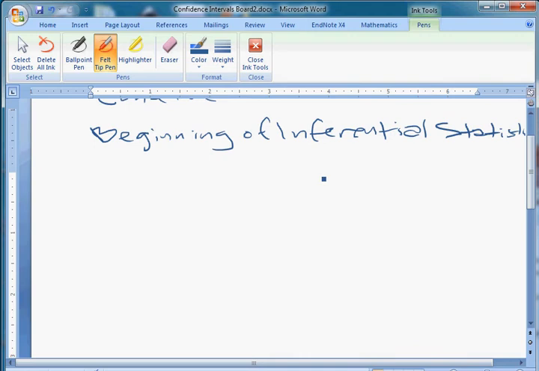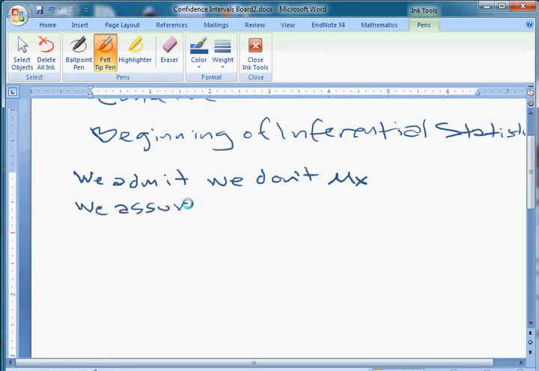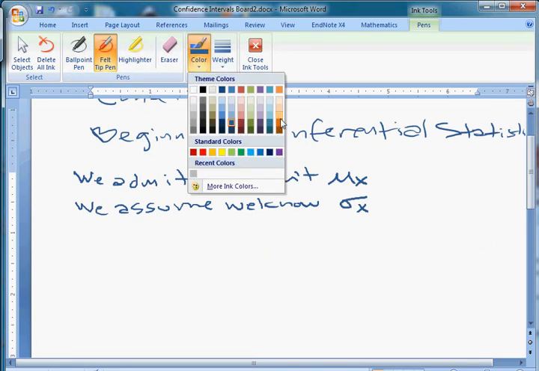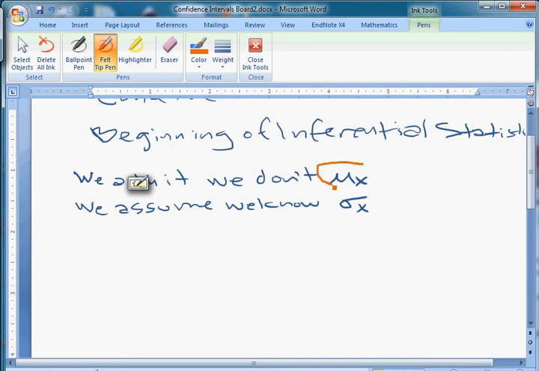What we've done so far is we've assumed we knew a lot of stuff, but now we're not going to assume we know so much. In particular, we will admit that we don't know the mean of the population. That's the population mean. For now, we're still going to assume that we know the population standard deviation, which is sigma x. We're going to make guesses about the true value of the population mean. That's what we're going to do.